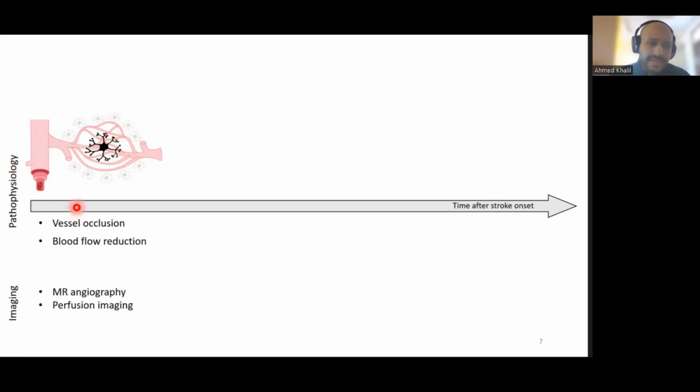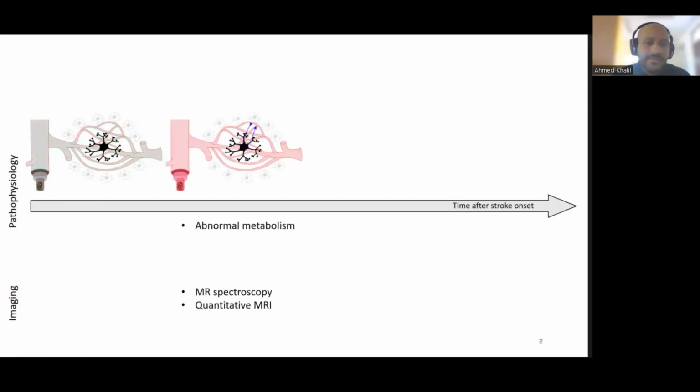And so what happens in acute stroke is, as I mentioned, there's a vessel occlusion. So this artery is occluded by a thrombus. And what immediately happens due to this vessel occlusion is that there's an immediate reduction in the blood flow coming into this capillary bed. And this vessel occlusion, and the blood flow reduction that occurs as a consequence of the occlusion, can be visualized using techniques such as MRI angiography and perfusion imaging. We'll talk about that a little bit more in a second.